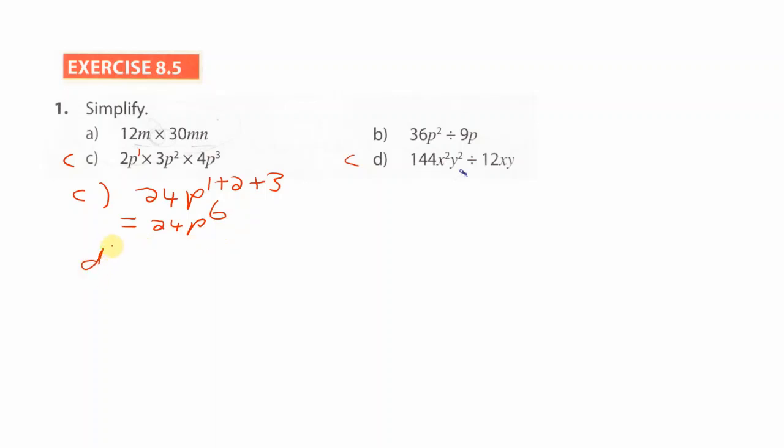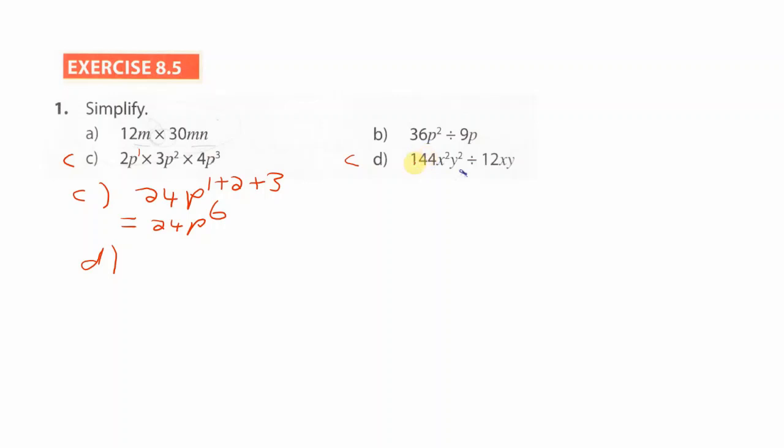Let's look at number D. Now for number D, we are dividing. So again, we have our three-step process with multiplication or division. We look at the signs. We have a positive divided by a positive, which gives us a positive. We don't write it down. It's according to convention an invisible positive.